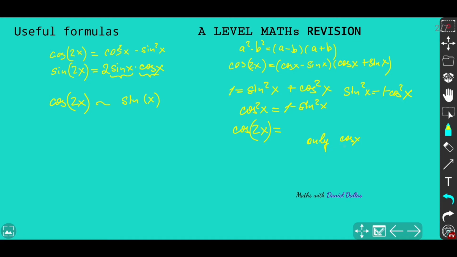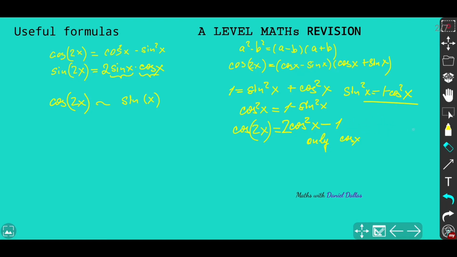Because you want to have only cos x on the right side, cos 2x equals, let's just plug it into the formula. Instead of sine squared x, we plug in 1 minus cos squared x, and that's going to be cos squared x minus 1 plus cos squared x. So in other words, you basically double cos squared x, and you can erase the 1.